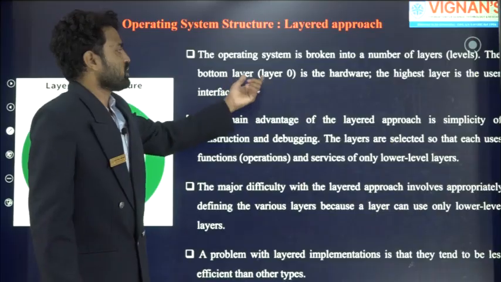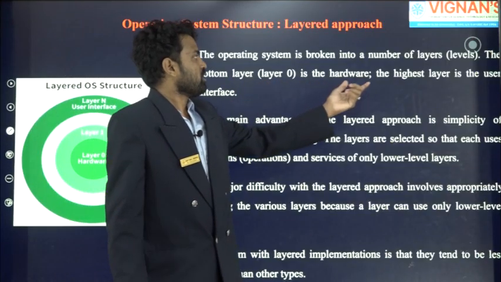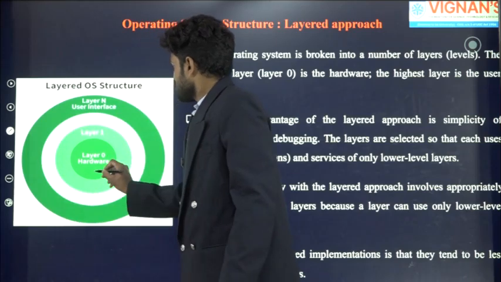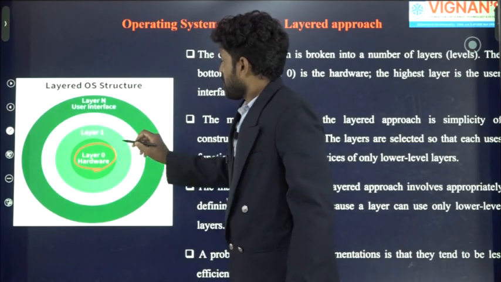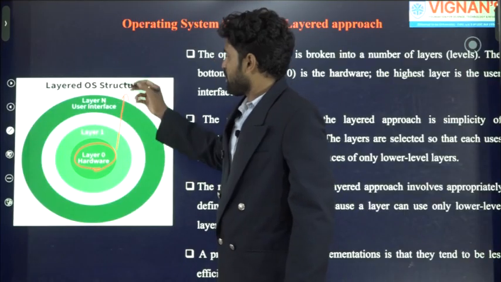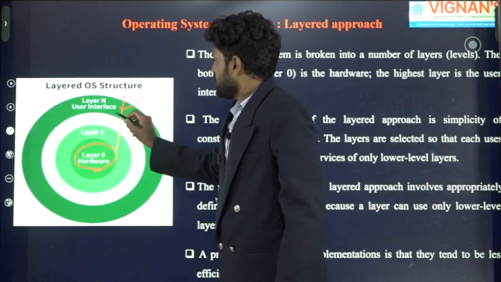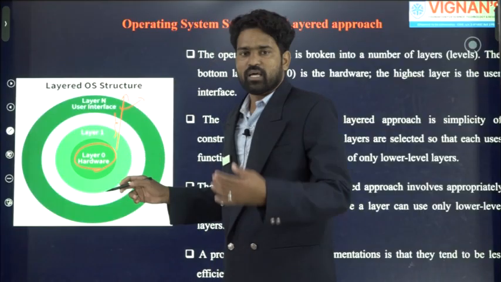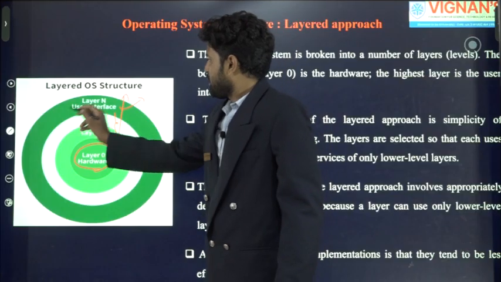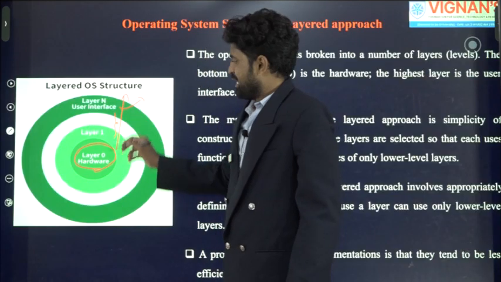The bottom layer, layer 0, is the hardware, and the highest layer is the user interface. On this side is the hardware, layer 0, and going to the top side, what is the last layer we have? That is the user interface. In between, we will have layers 1, 2, 3 and so on. So this entire OS structure is divided into layer categories.